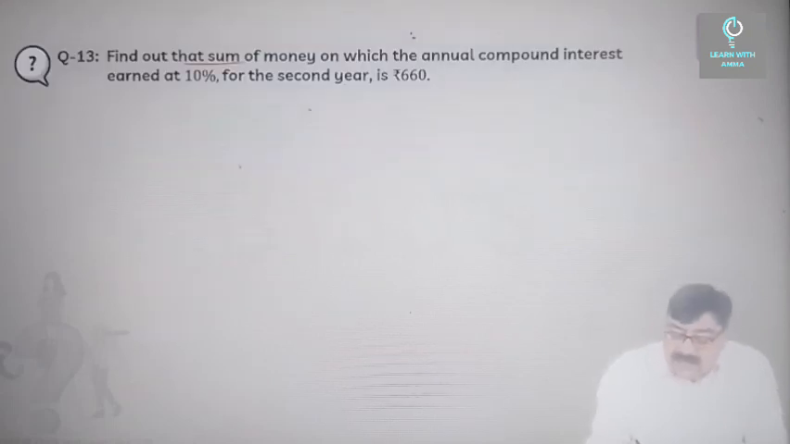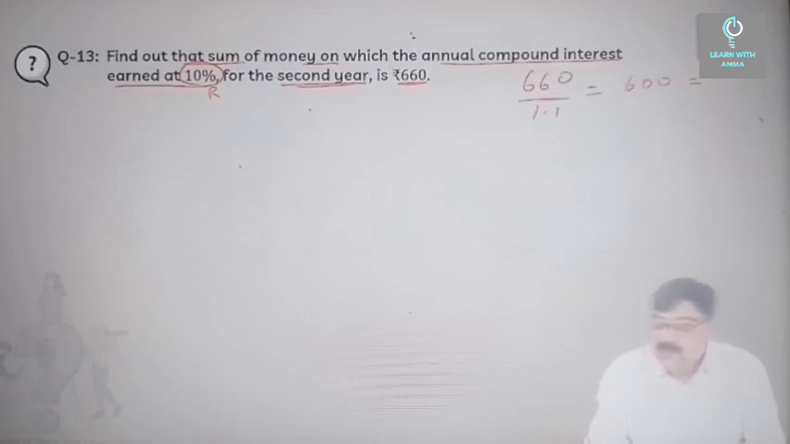The next question: find out that sum of money on which the annual compound interest earned at 10%, so this is R, for the second year is 660. So it's quite simple. If it is 10% at 660, the only thing that you need to do is 660 by 1.1. So you get your interest charged in the first year as 600. That is the interest charged in the first year. If this is 600, which is 10% of how much? Obviously, 600 is 10% of 6,000.